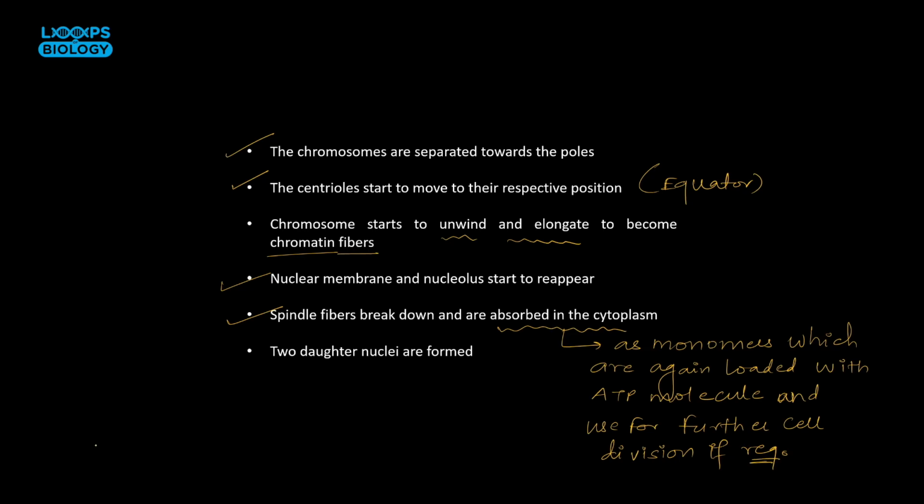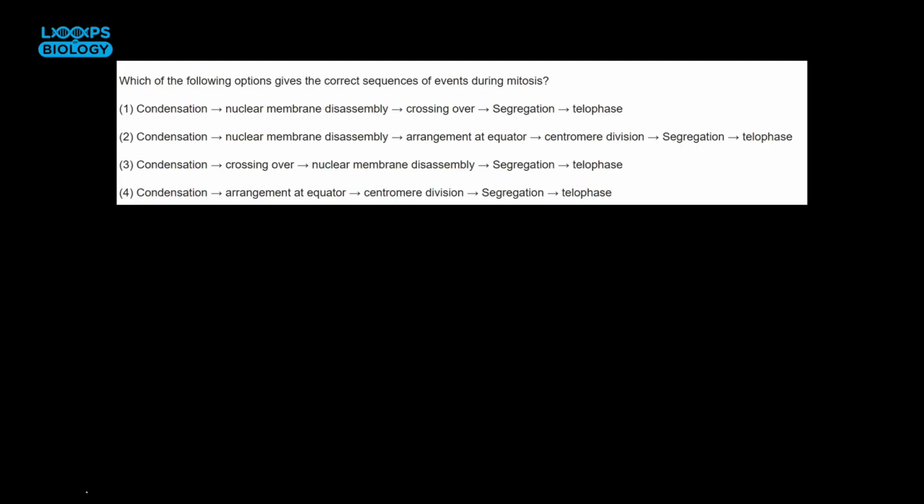Alright, and two daughter nuclei are formed. So there is a formation of two nuclei. Alright, so let's see one question. Which of the following option gives the correct sequence of the events during mitosis?